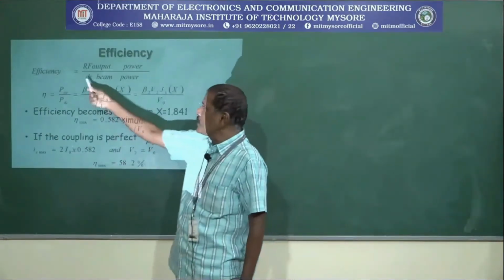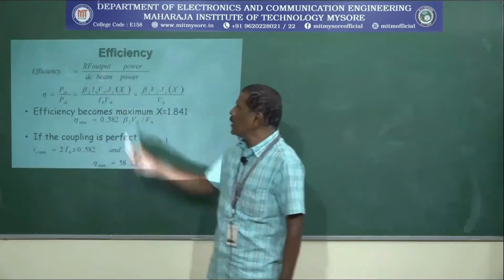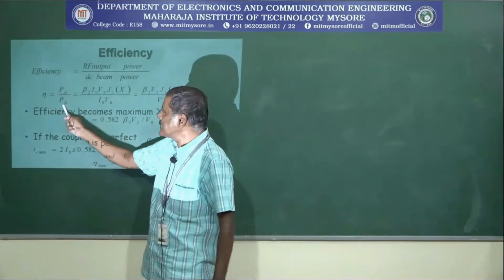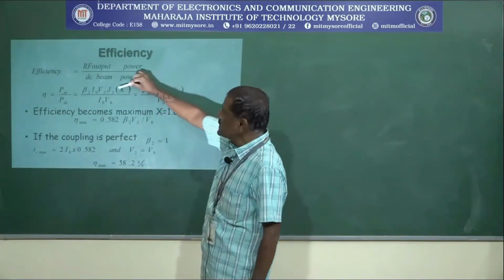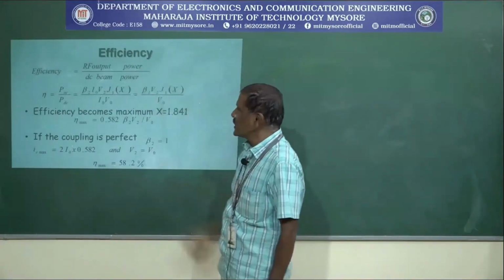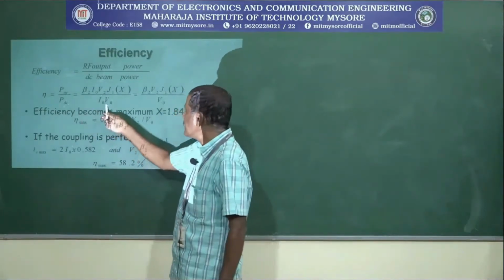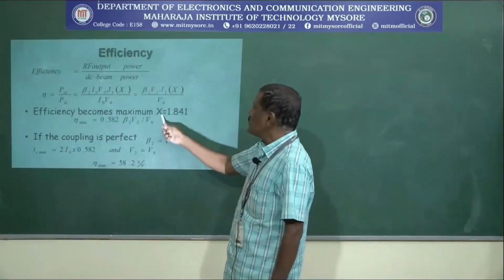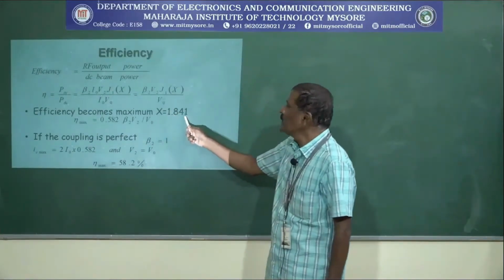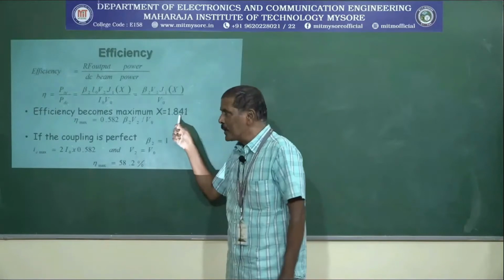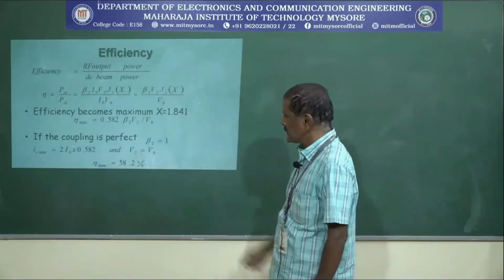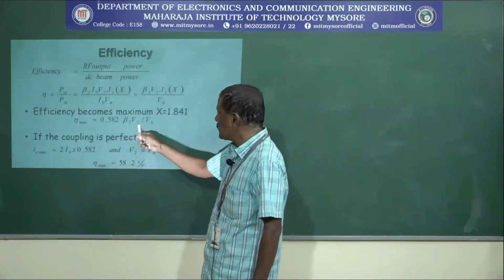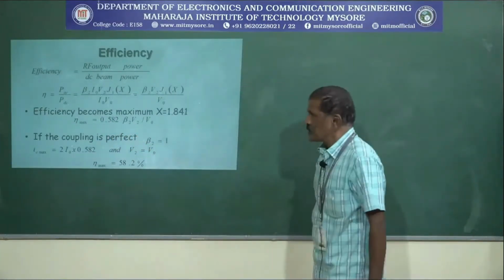Efficiency is calculated from the formula: efficiency equal to RF output power divided by DC beam power, that is efficiency equal to PAC divided by PDC. PAC is calculated from this equation and PDC is calculated from these equations. The efficiency is going to be maximum when x is equal to 1.841, which we take from the Bessel's functions. Now, maximum efficiency is equal to 0.582 into beta 2 into V2 divided by V0.